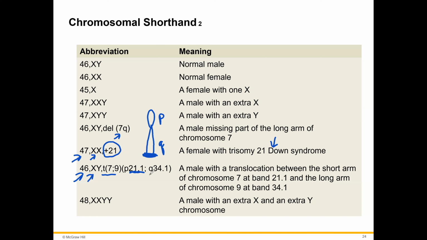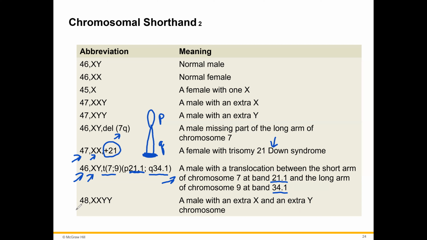And the long arm of chromosome 9, specifically at band 34.1. So it's a male with a translocation between the short arm of chromosome 7 at band 21.1 and the long arm of chromosome 9 at band 34.1. And yes, they give these numbers to the bands. We're not going into detail, but when we have this abbreviation, it tells you exactly what's happening with the karyotype of this person.